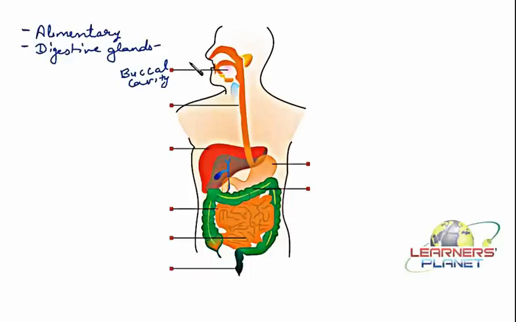Besides that, the important thing which is associated with the buccal cavity is the gland. We said these digestive glands, they are of two types. Some are present within the wall, right? The others are associated. So this buccal cavity is the region where these glands are present. You know which glands are present inside the buccal cavity? They are the salivary glands.